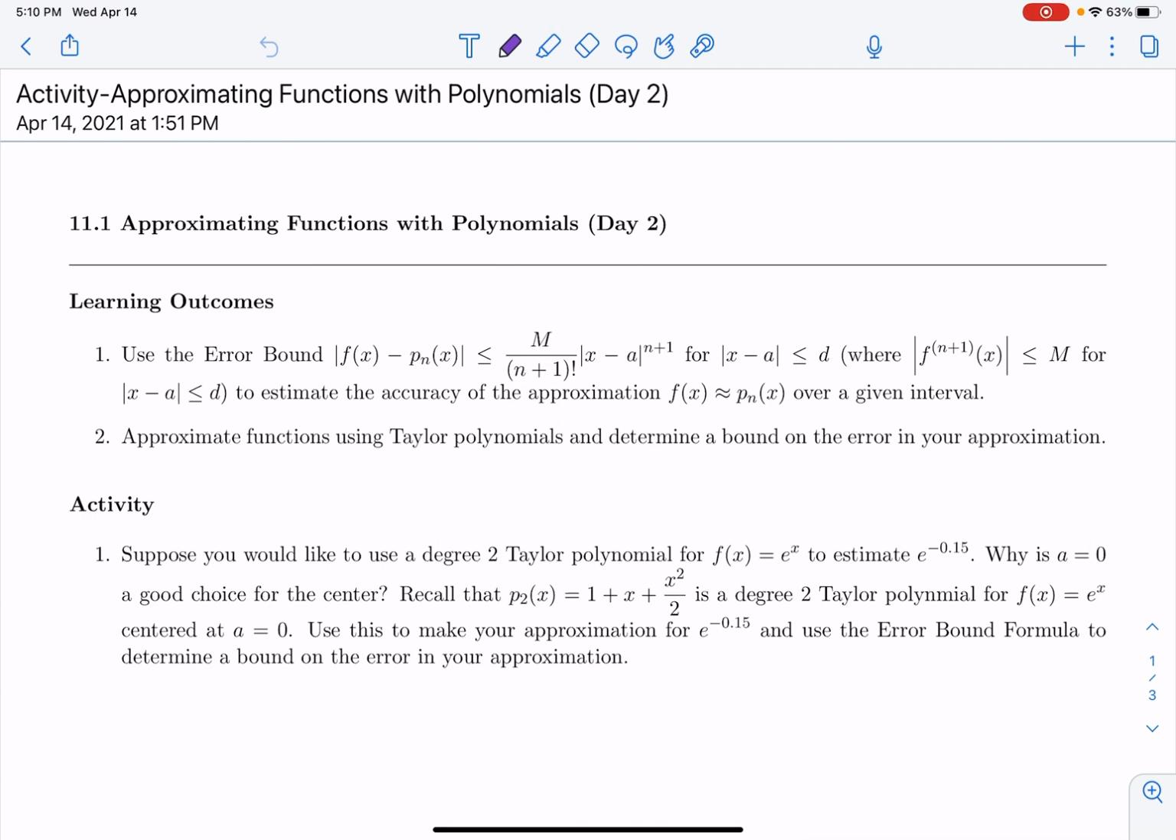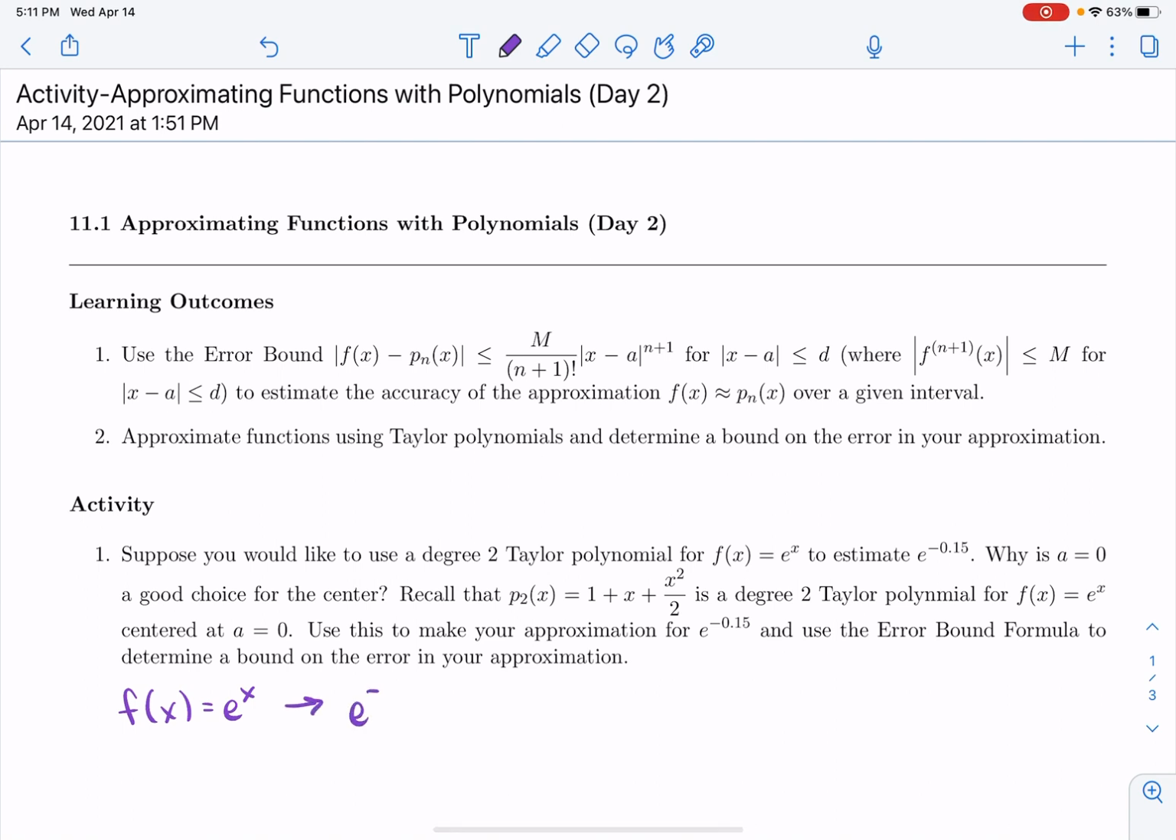Okay, let's jump in. Activity number 1. Suppose you would like to use a degree 2 Taylor polynomial for f of x equals e to the x to estimate e to the minus 0.15. Why is a equals 0 a good choice for the center? So that's a good question. We can just start with that. So we have f of x equals e to the x.